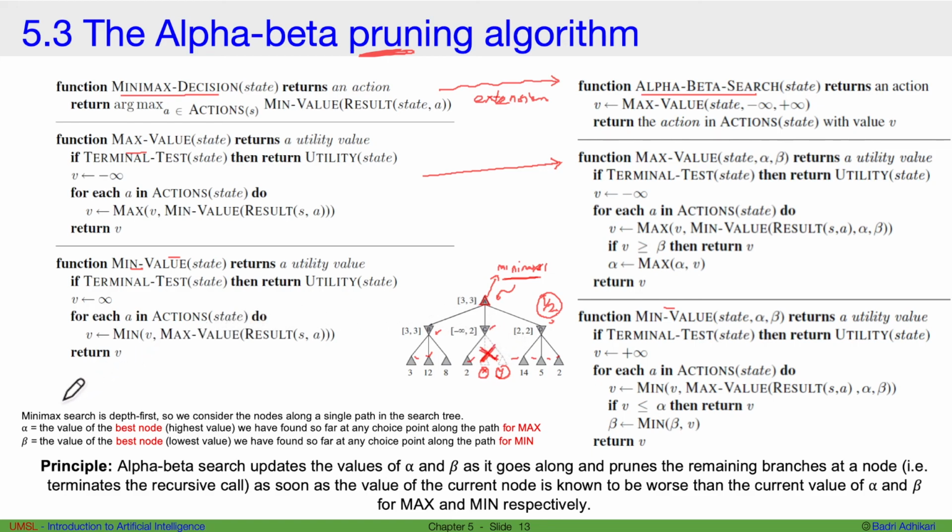So the core idea is to maintain two values at each node known as alpha and beta. So at each node of the game tree, we maintain alpha and beta. And the value of alpha represents the best node, that is the highest value we have so far for the player max. So alpha represents, in a way, the utility or chances of winning for the player max at any node. And beta represents the best node with the lowest value along the path for min.